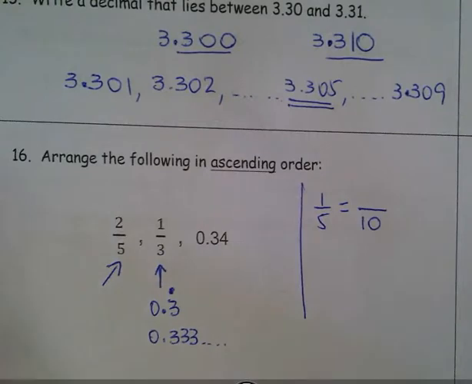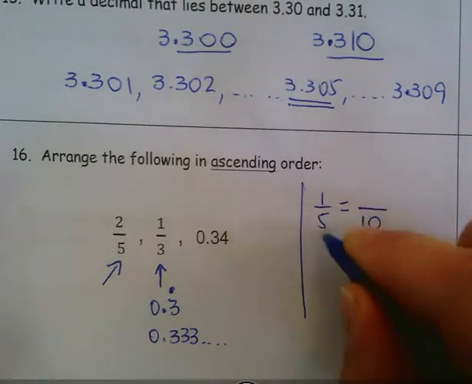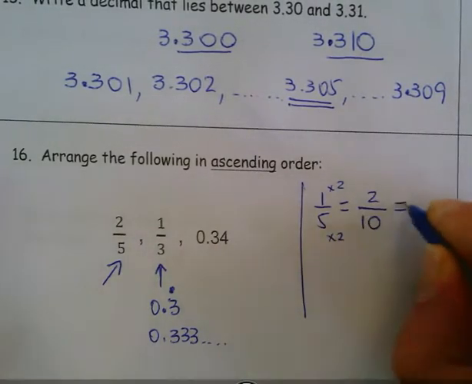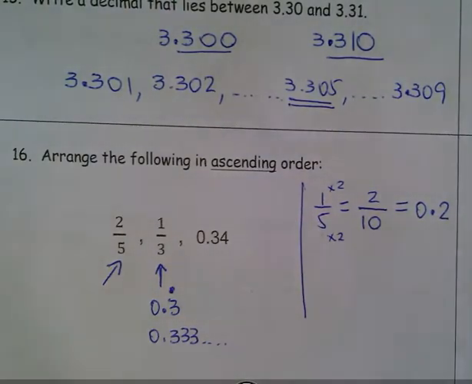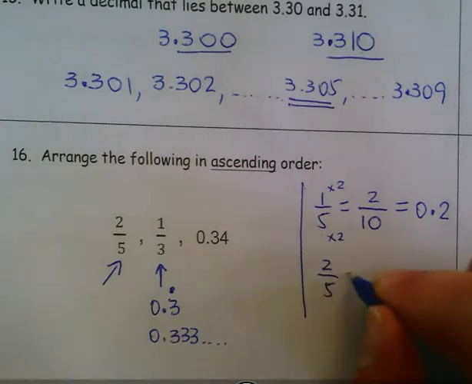Can you write me the equivalent fraction for 1/5? I want it out of 10. 2/10. Good. Now, what's 2/10 as a decimal? 0.2. It's 2 in the tenths column. Now, 1/5 is 0.2. I'm going to do 2/5 now.